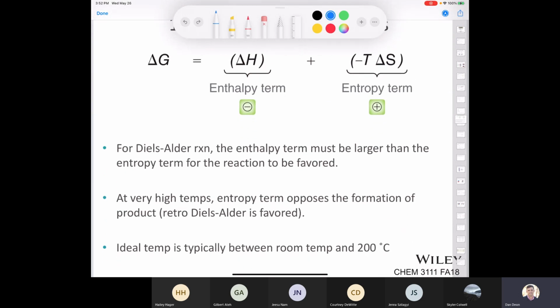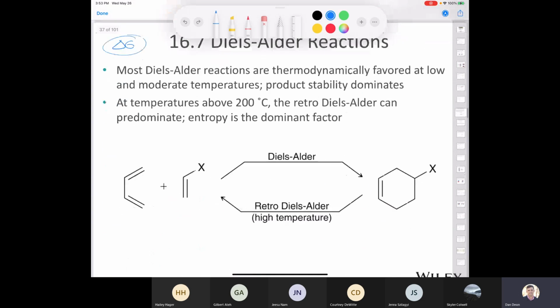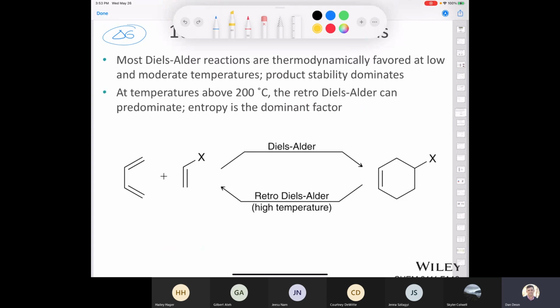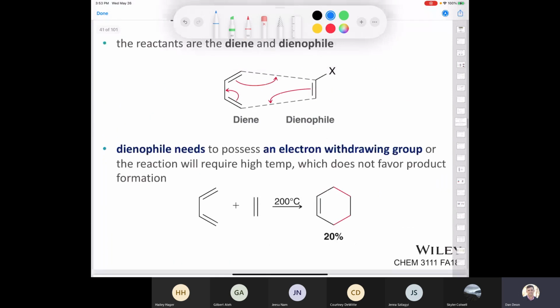So it says here, at very high temperatures, the entropy term, which is all of this, opposes the formation of the product, and you get the retro Diels-Alder, right? What was the retro Diels-Alder? It was just going backwards, right? Forwards, we call that the Diels-Alder reaction, but when you go backwards, we call it the retro Diels-Alder, and that occurs at really high temperatures, greater than 200 degrees Celsius, and the Diels-Alder will occur at high temperatures, but less than 200 degrees Celsius. All right, so retro Diels-Alder and Diels-Alder.